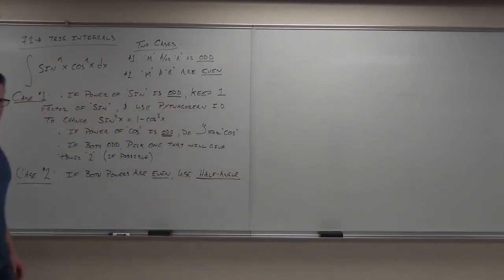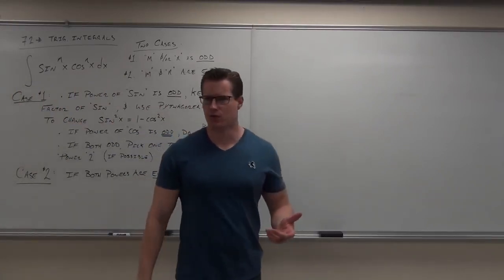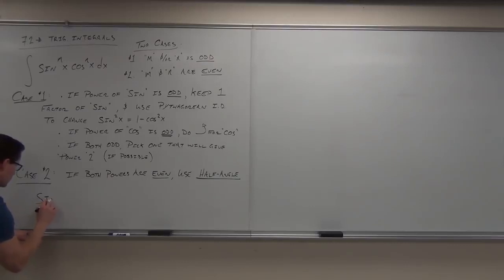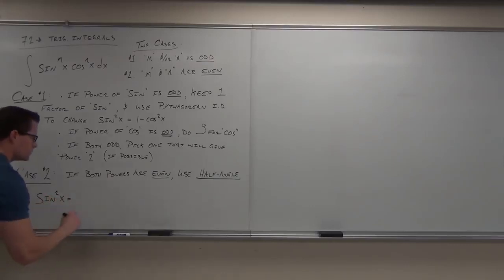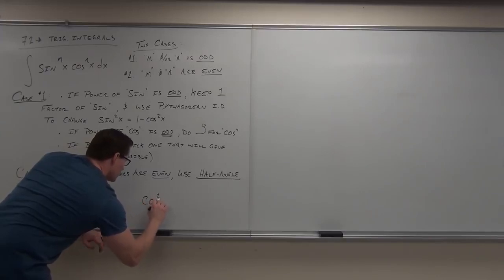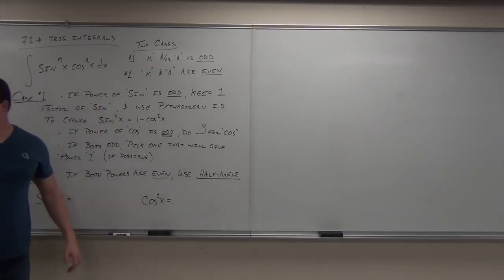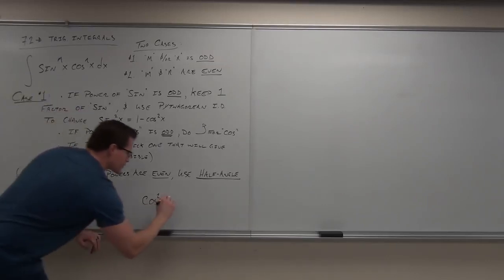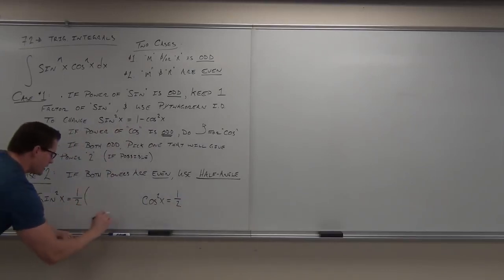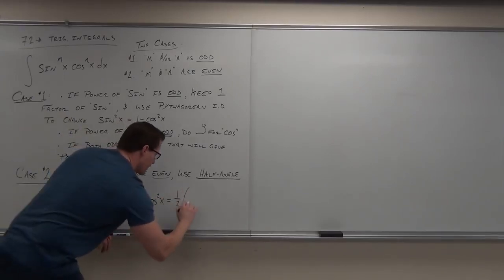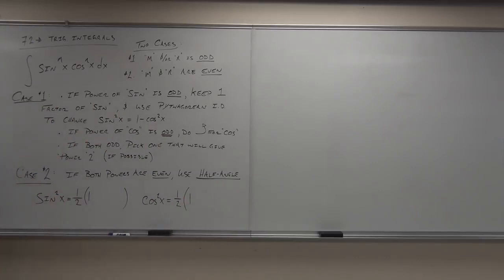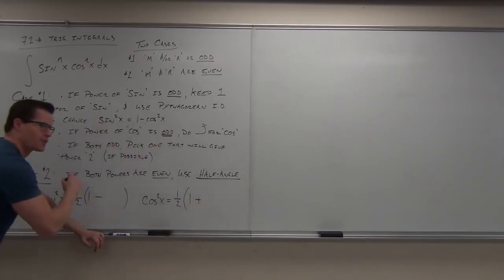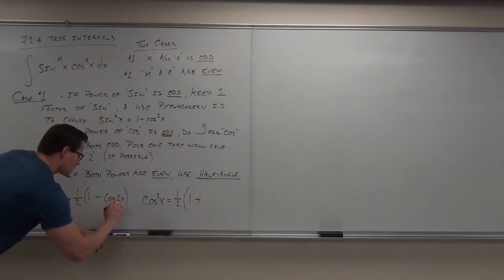Use half angle formulas. Does anybody out there remember the half angle formulas? Do you remember what they are? Some of you might. They're actually really, really similar. For sine, we'd have a 1/2. For cosine, we'd have a 1/2. For sine, we've got a 1. For cosine, we've got a 1. For sine, we have a minus. For cosine, we have a plus. But for either of them, we have a cosine 2x.